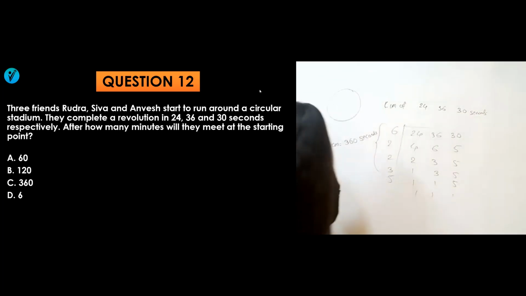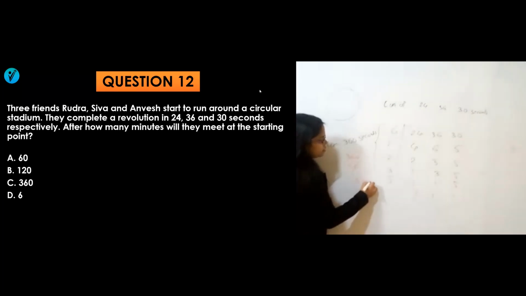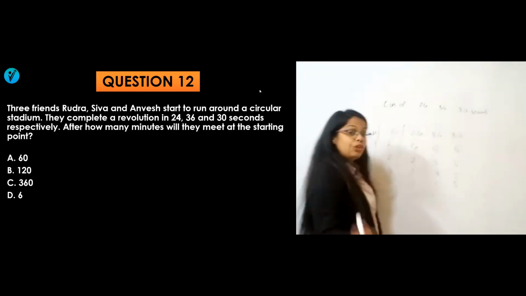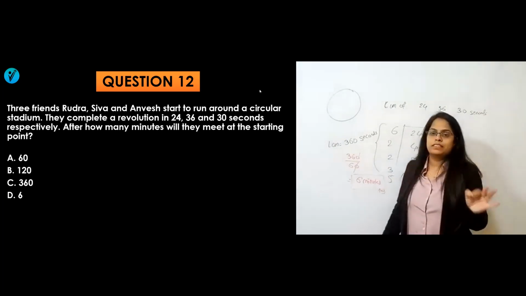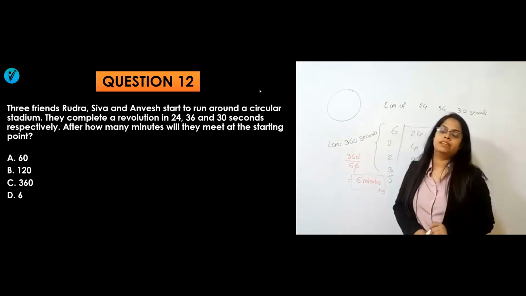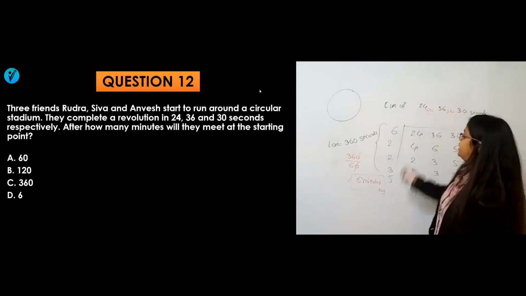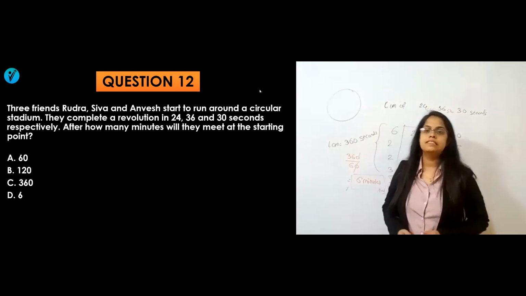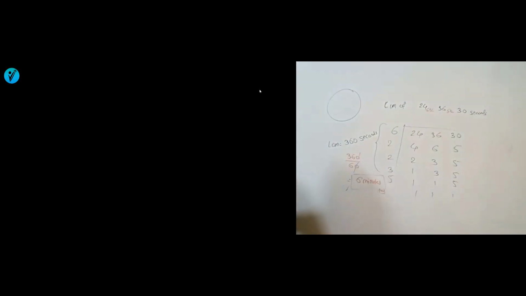So what is the meaning of 360 seconds? 360 seconds is equal to 360 by 60, that means 6 minutes. So your answer will be 6, not 360. Most of the people make a mistake here. They simply mark 360, but remember that they are asking after how many minutes they will meet, and these were the times in seconds. So you have to convert it into minutes. Your answer will be 6. Okay, I hope you have understood. Now let's go for the next question.